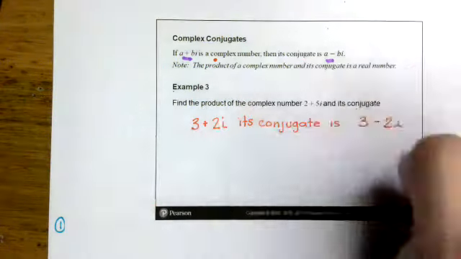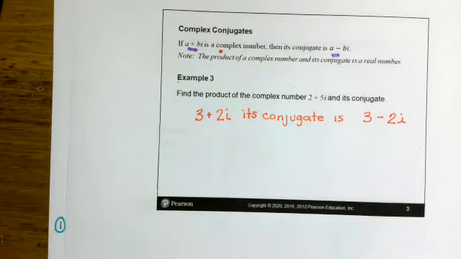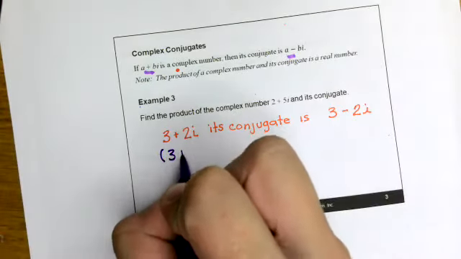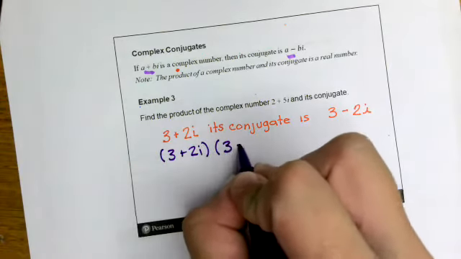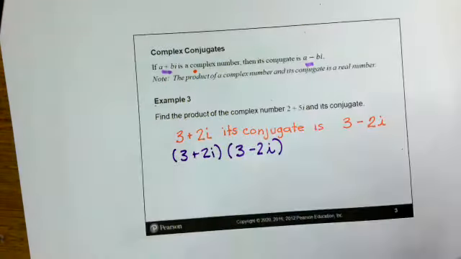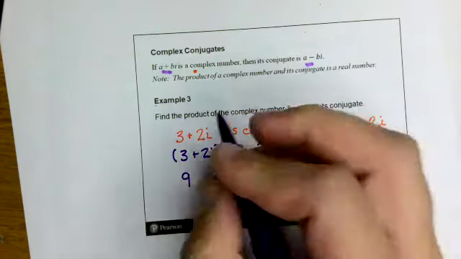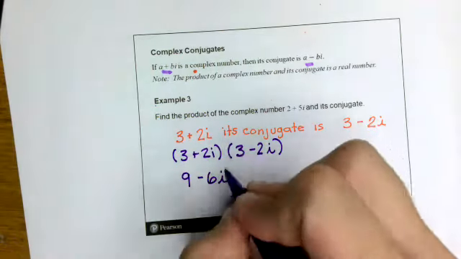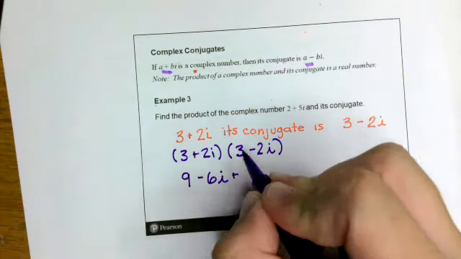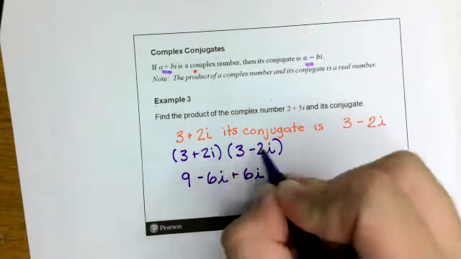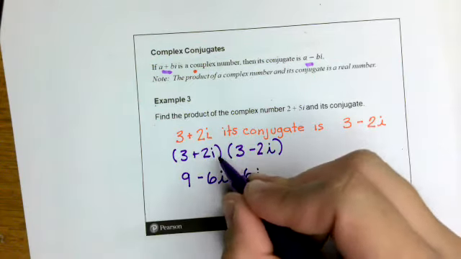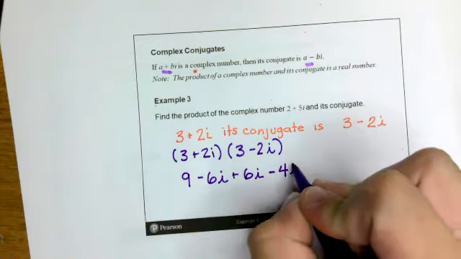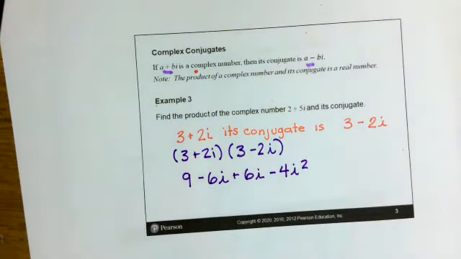You will find, if you multiply these two, let's just do it. If you multiply these two, the answer will be on the number line. It will be a real number. Okay? So 3 plus 2i, 3 minus 2i. First, 9, right? 3 times 3. Outside, minus 6i. 3 times negative 2i. Inside, 2 times 3, 6i. Last, positive 2i times negative 2i, minus 4i squared. Okay?